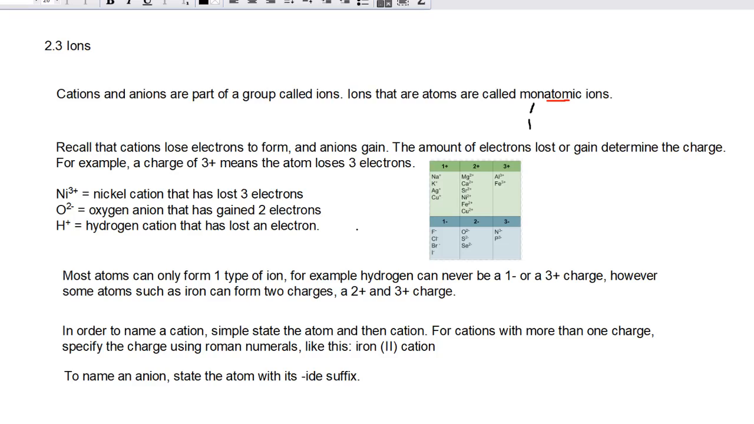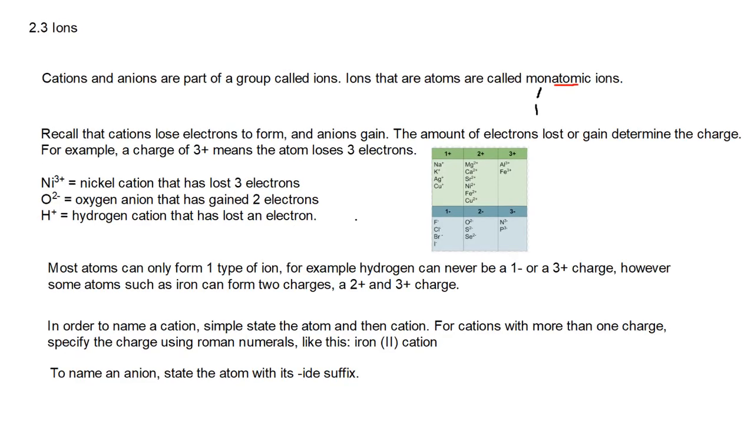Welcome to 2.3, ions. We talked about atoms and we talked about compounds. Now we're going to talk about ionic stuff. Ions consist of monatomic ions and polyatomic ions.